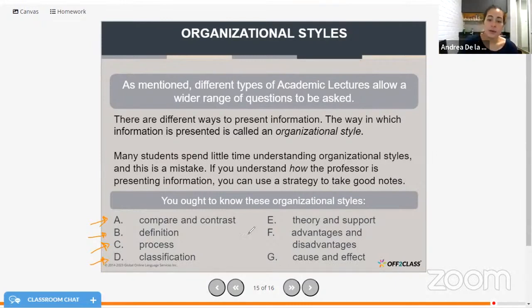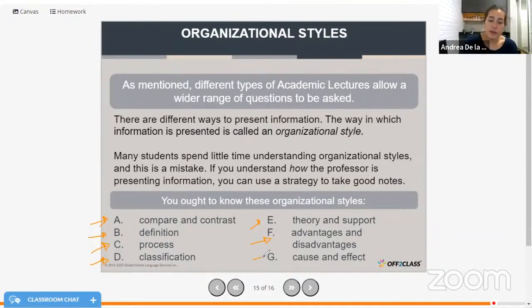Sometimes we have theory and support. So Charles Darwin's theory of evolution, and you have different pieces of evidence that support that theory. Sometimes you have advantages and disadvantages, like the article we read about self-driving cars. I don't know if you guys were there, but maybe autonomous cars, the advantages and the disadvantages of that, or solar energy, advantages and disadvantages.